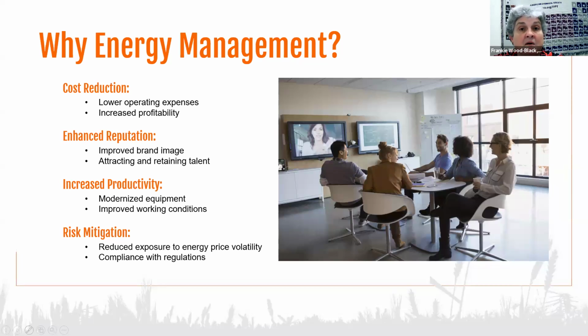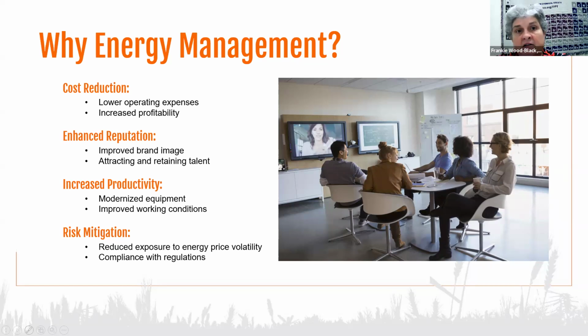Modernization of equipment will do us a lot of different things. One, it's going to improve working conditions. Two, it's going to be more efficient. Three, we hope it improves reliability, so we're not having to start up and shut down, and that helps us overall. And so we can actually see those increases in production. And then finally, it's a way to minimize risk. We're going to have reduced exposure to rising energy costs, or reduced exposure to price volatility.